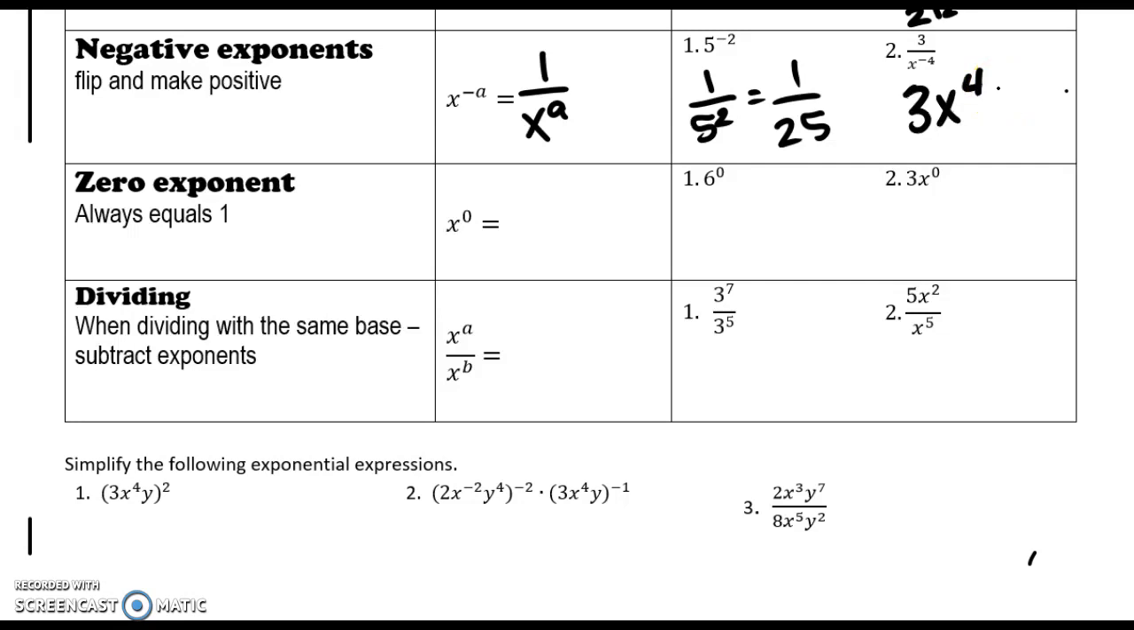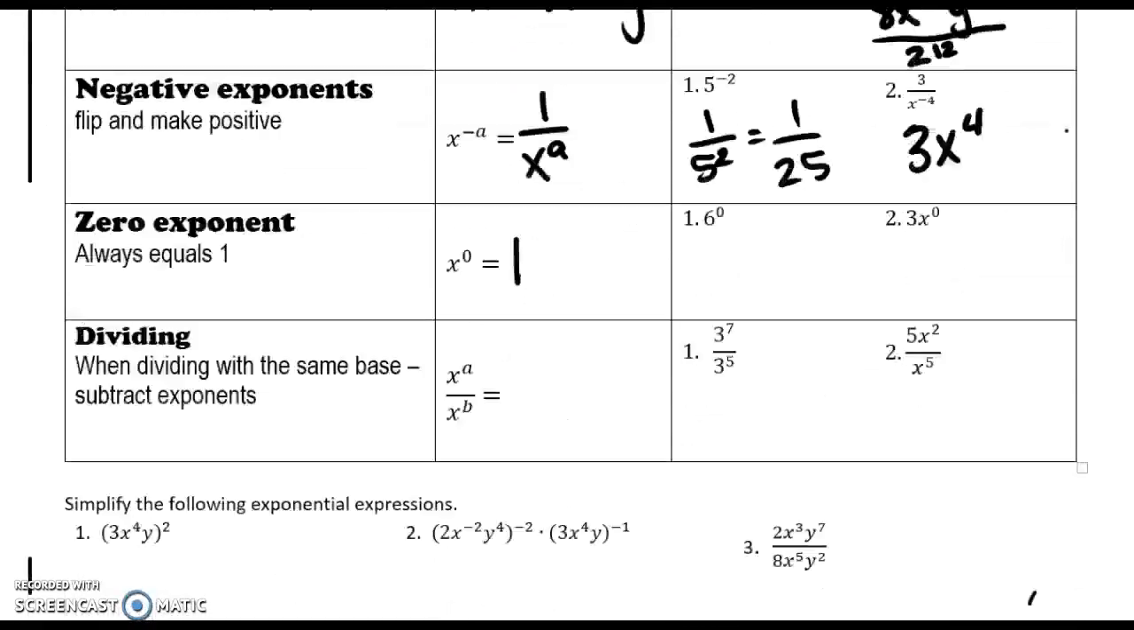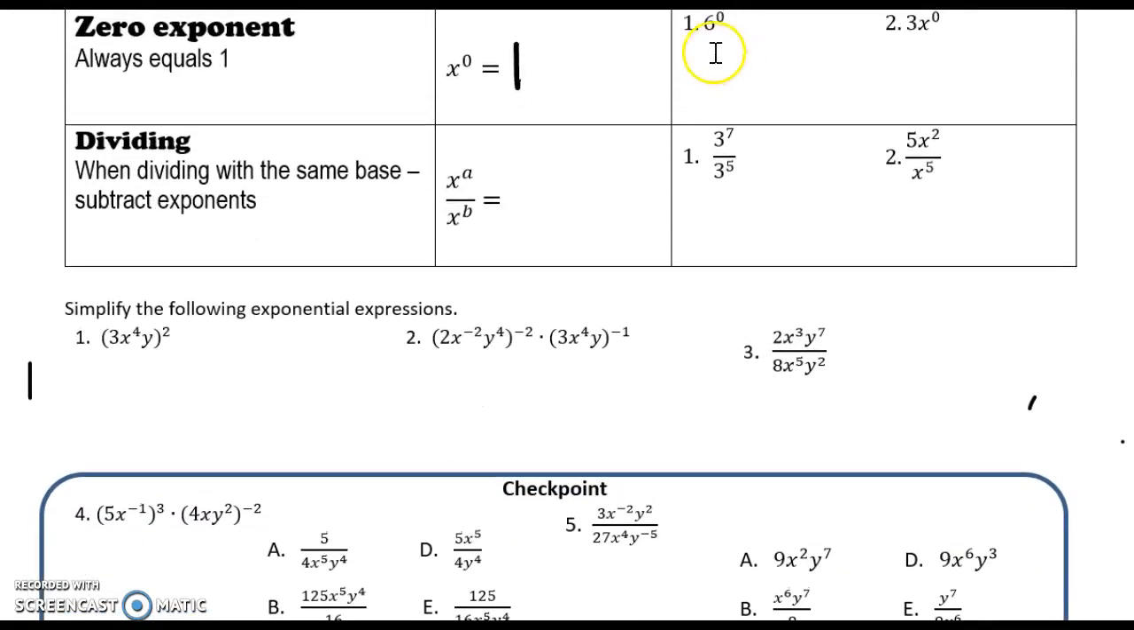0 exponents are always equal to 1, so x to the 0 is 1. 6 to the 0 is also 1. But you got to be careful here. This is 3 times x to the 0, which is 3 times 1, which is 3.